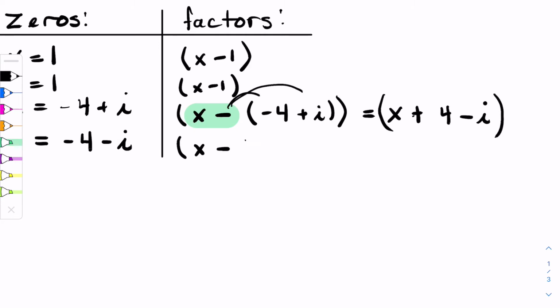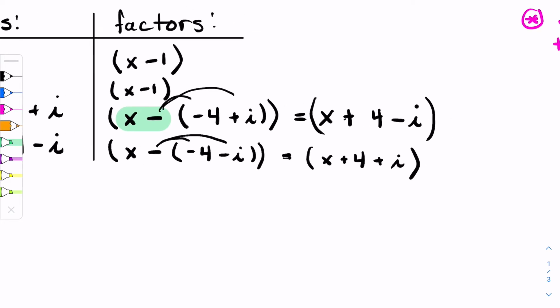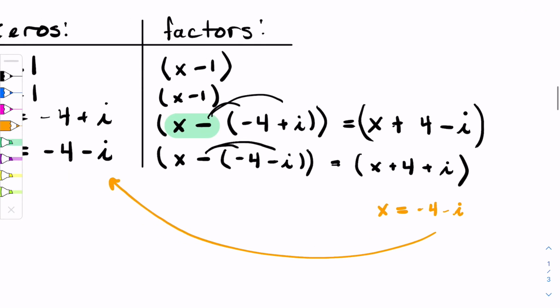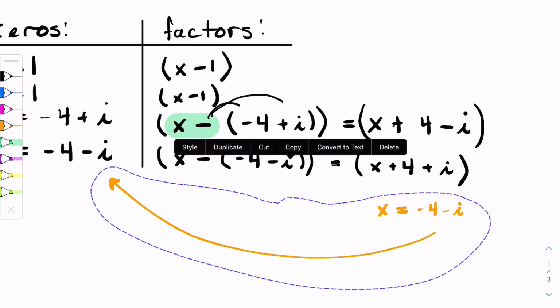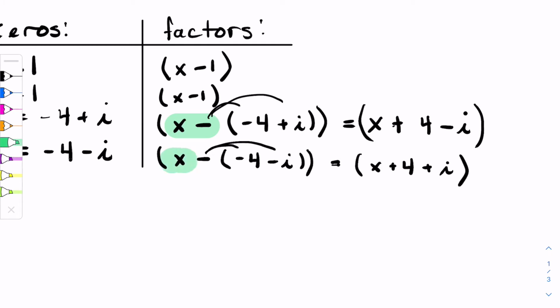For the next factor, I have x minus (-4 minus i), and distribute that subtraction sign to give me the factor of x plus 4 plus i. Of course, if I set this equal to 0 really quick, x equals -4 minus i. Double check, is that the same? Yes, it is, so we're all set. So when you have these complex factors, always start with x minus and then you list the factor.